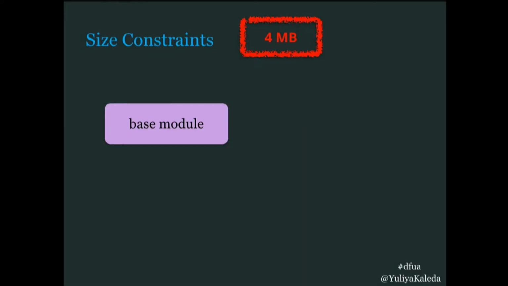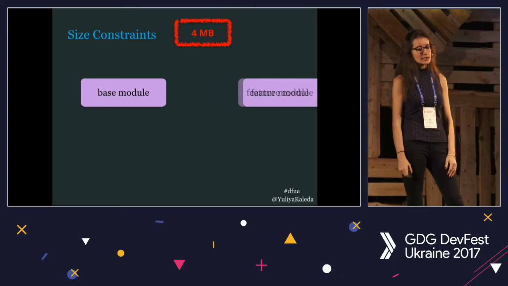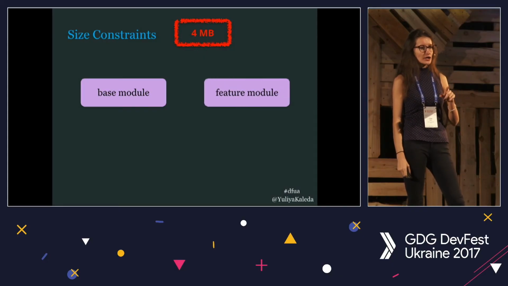So we've talked about size constraints within single feature instant app, and we said that our base module has to be 4 megabyte size limits. So what happens within multi-feature instant app? Well, as you can probably guess, when a user clicks on a URL address, there is one feature module that is being pulled on the device. But it's being pulled together with the base module.